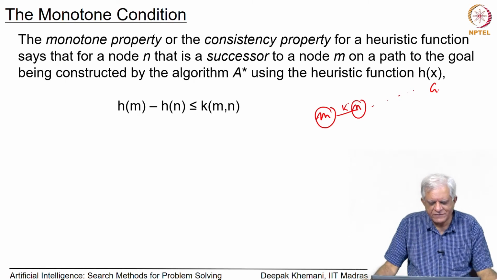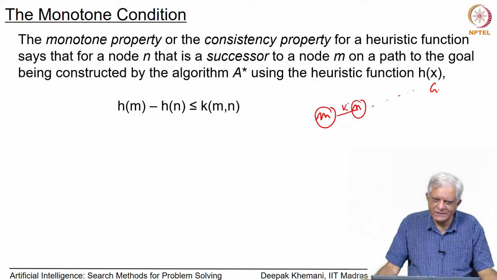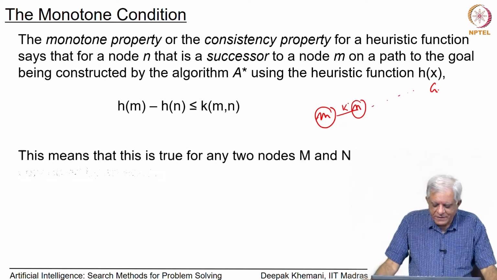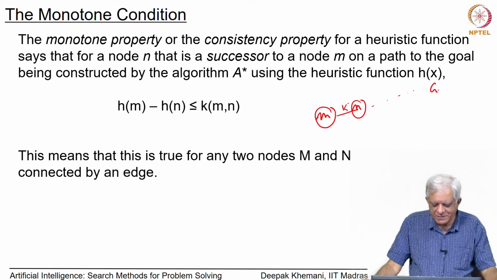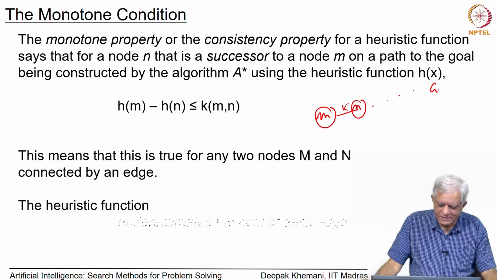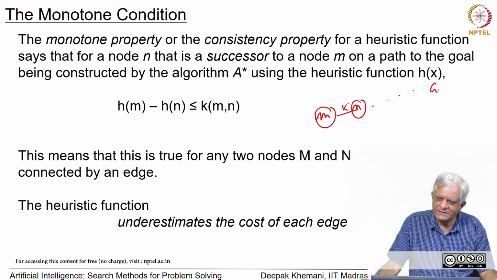We say that a heuristic function satisfies the monotone property if the difference between heuristic distances, heuristic estimates, is less than the cost of that edge, which is connecting m and n essentially. We will see that this is in fact true. If it is true, it will be true for any two nodes m and n which are connected by an edge, and in fact what we mean by the monotone property is that the heuristic function underestimates the cost of each edge.